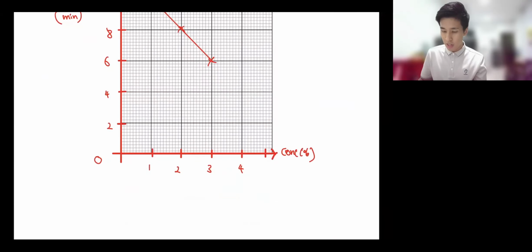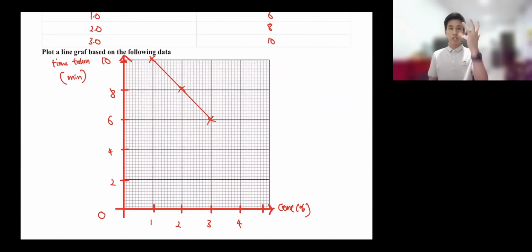So I think you guys should be done. Very simple. You should get something like this: the higher the concentration, the faster the time taken. Okay, done. When you guys are done, we can then move to page 10. Let's go.